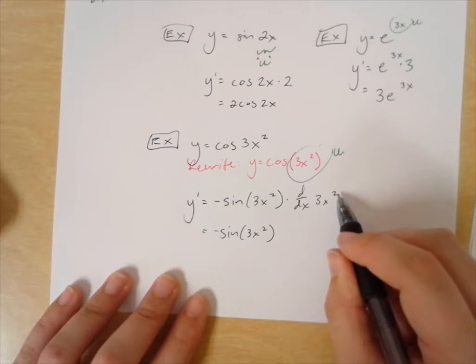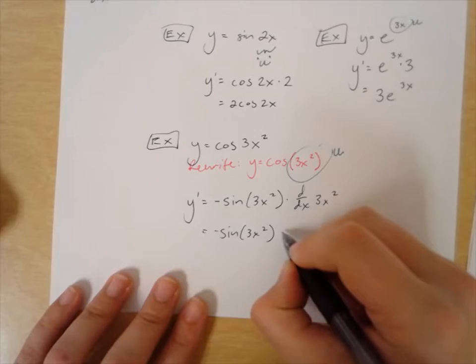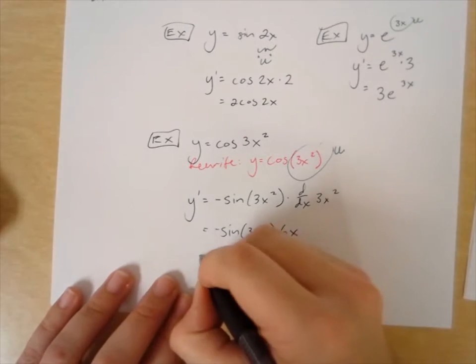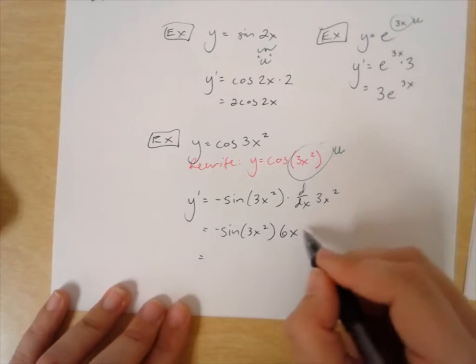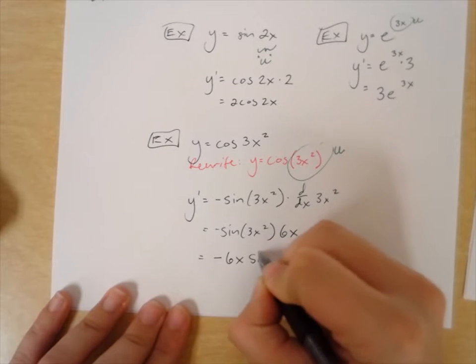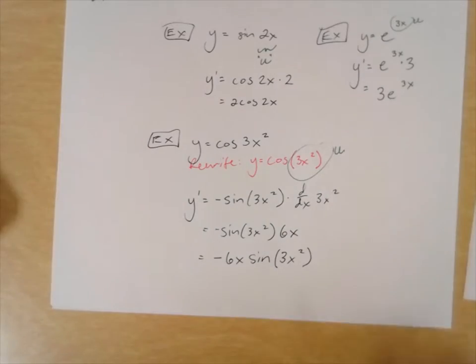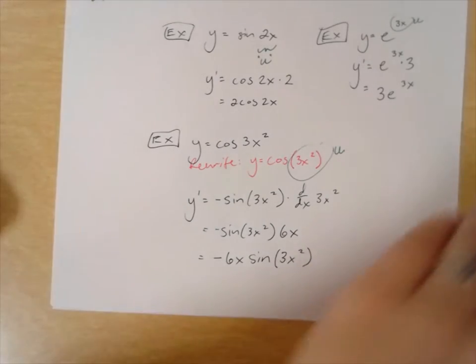If we do the power rule, we put the 2 out front, we get 3 times 2, which is 6, and we get x to the first. And we always want to put our numbers or variables in front, so we're going to get negative 6x sine of 3x squared. And that would be our final answer for y prime.